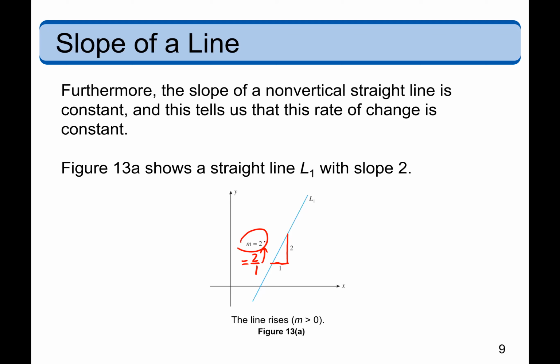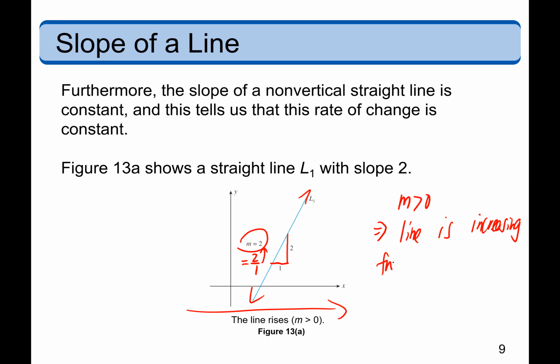Since the slope is positive, as you can see, the line is going up from left to right. When the slope is greater than 0, the line is increasing from left to right. We also call this an increasing line, and we also have a decreasing line in the next slide.